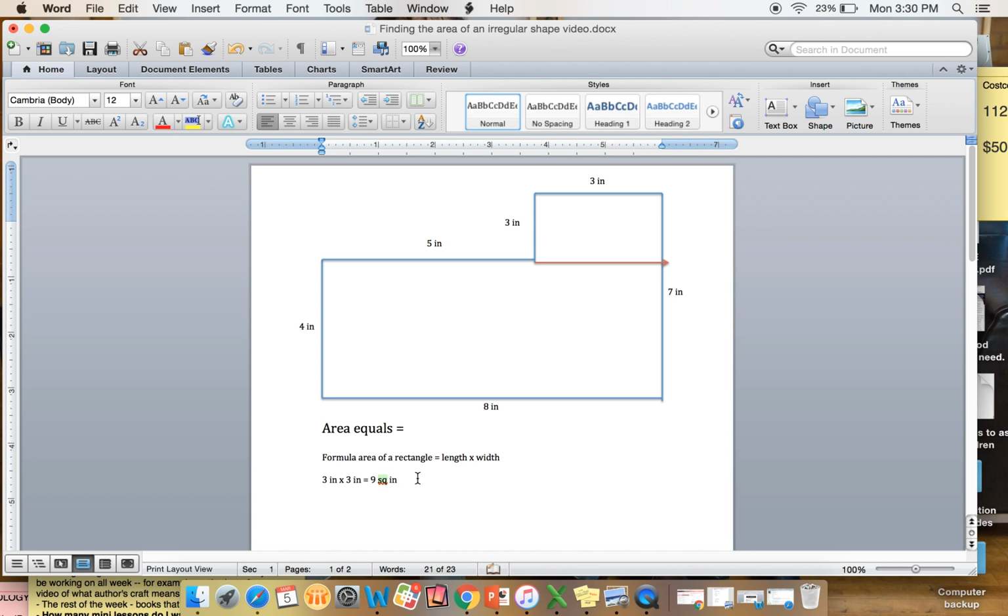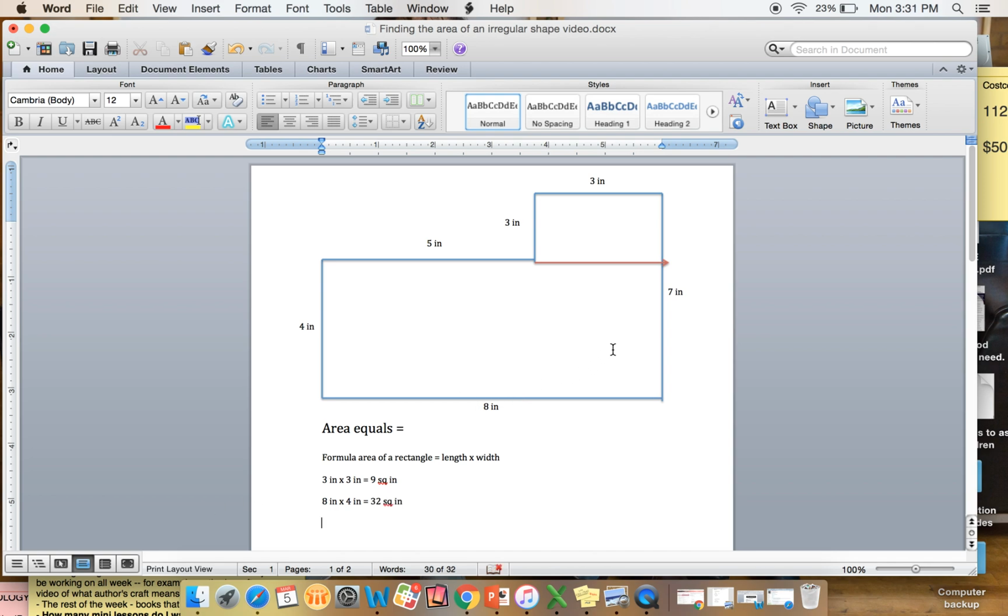Okay? Now we're going to find the area of our second rectangle, which is this much larger one. We're going to look for our length, which is 8 inches, times our width, which is 4 inches. So 8 inches times 4 inches equals 32 square inches. But we are not done.